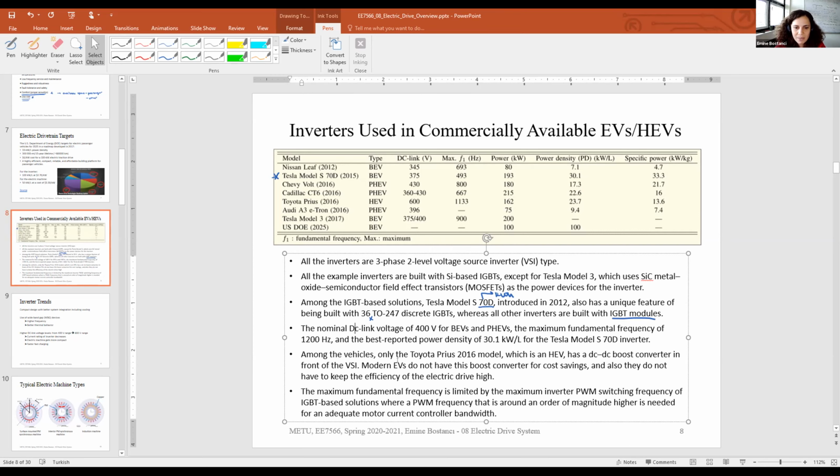The other takeaway message is that all of them have a DC link voltage around 400 volts. So 350, 430, or 300 to 400, because we learned that the battery voltage is not going to be constant.